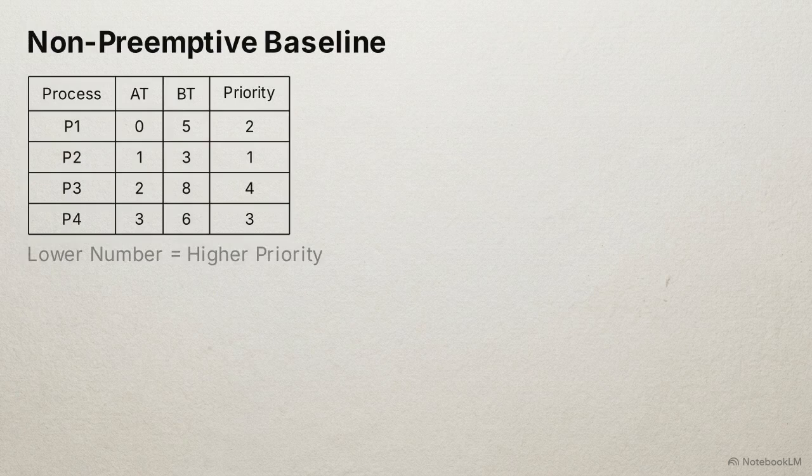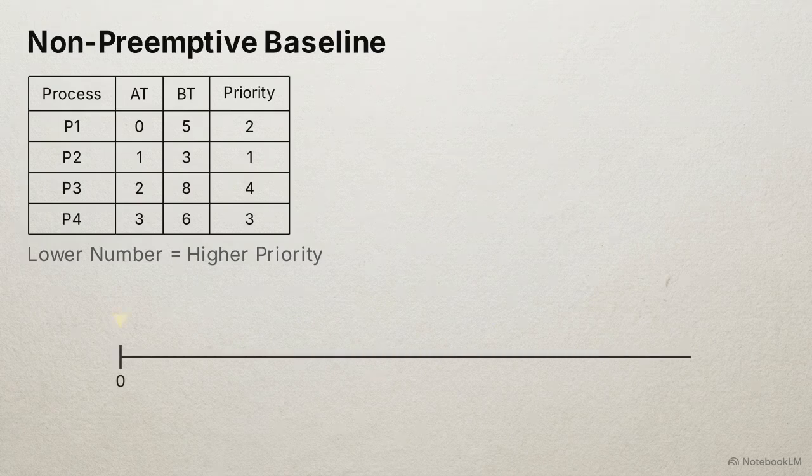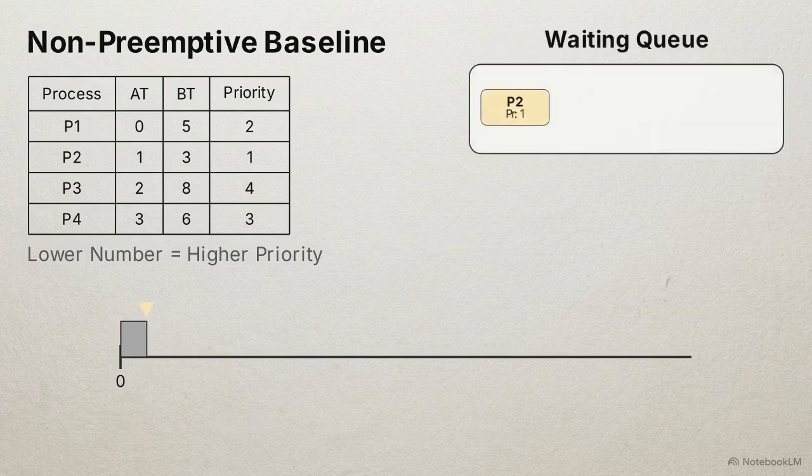This animated data table displays our experimental baseline. We have 4 processes, P1 through P4. Each has an arrival time, a specific burst time indicating how long the task takes to execute, and a priority rank. Looking at the execution timeline, we begin at time 0. Process 1 is immediately granted access to the CPU. At time 1, 2, and 3, processes P2, P3, and P4 arrive and enter the waiting queue.